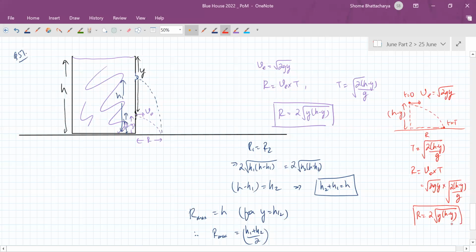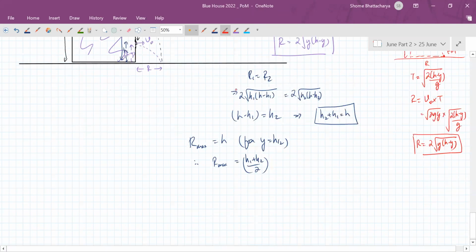That is how you got this range. Okay. Okay, so next, sir, we are moving. Can you explain the last step again? How did you get that H1 plus H2 by 2? H1 plus H2 by 2.